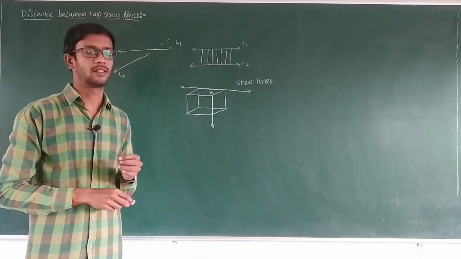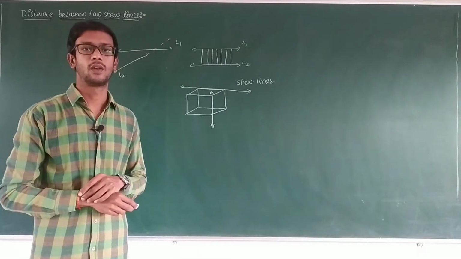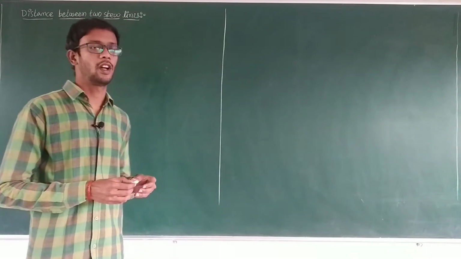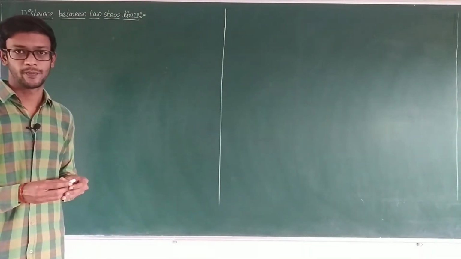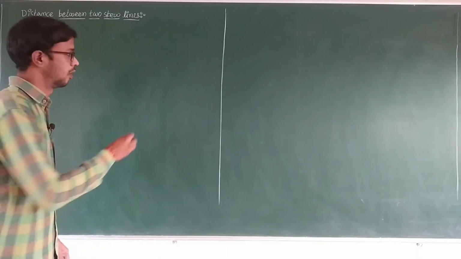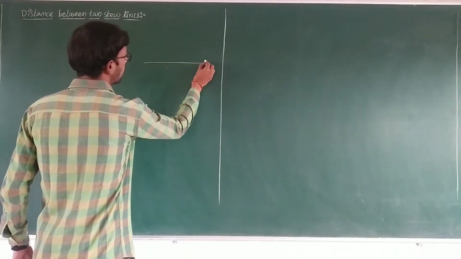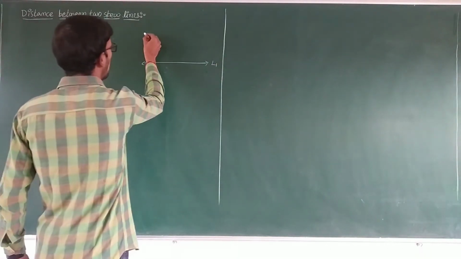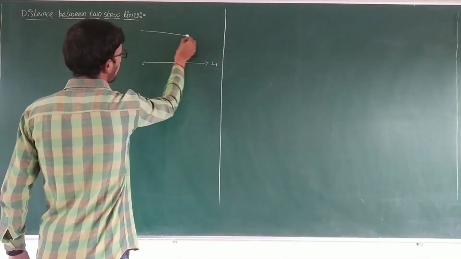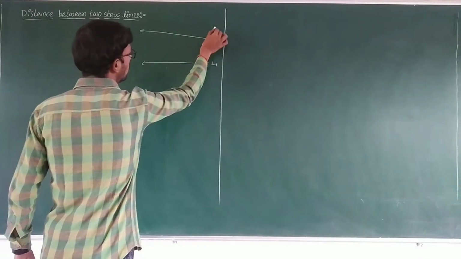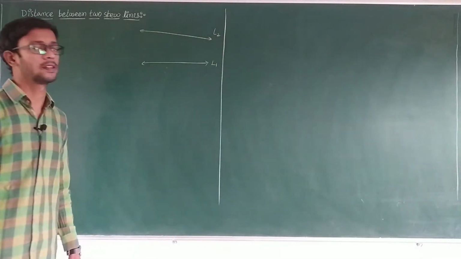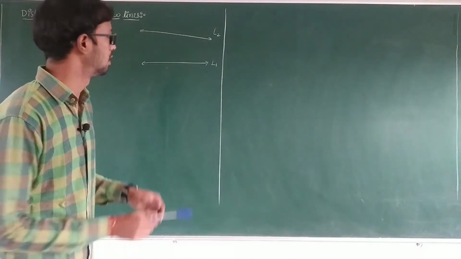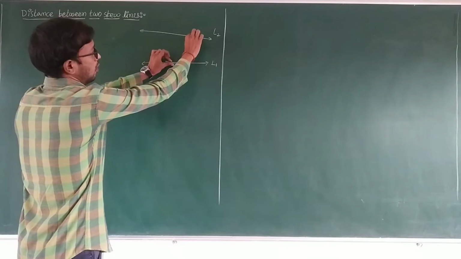So next we will discuss the distance between skew lines. Now we see the distance between the two skew lines. So first I am taking two skew lines. Let L1 be one line and L2 be another line. L1 and L2 are two skew lines. Imagine it like this.